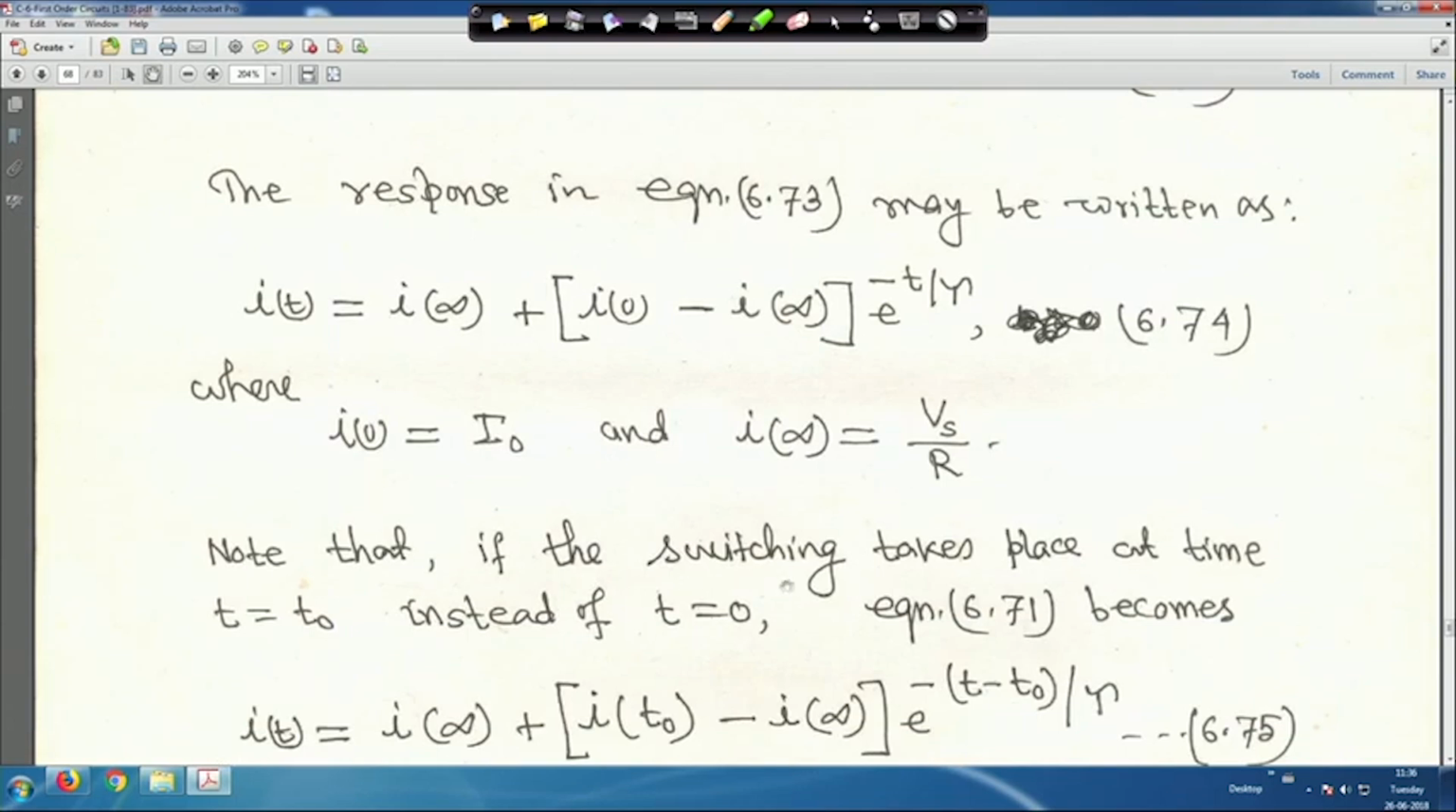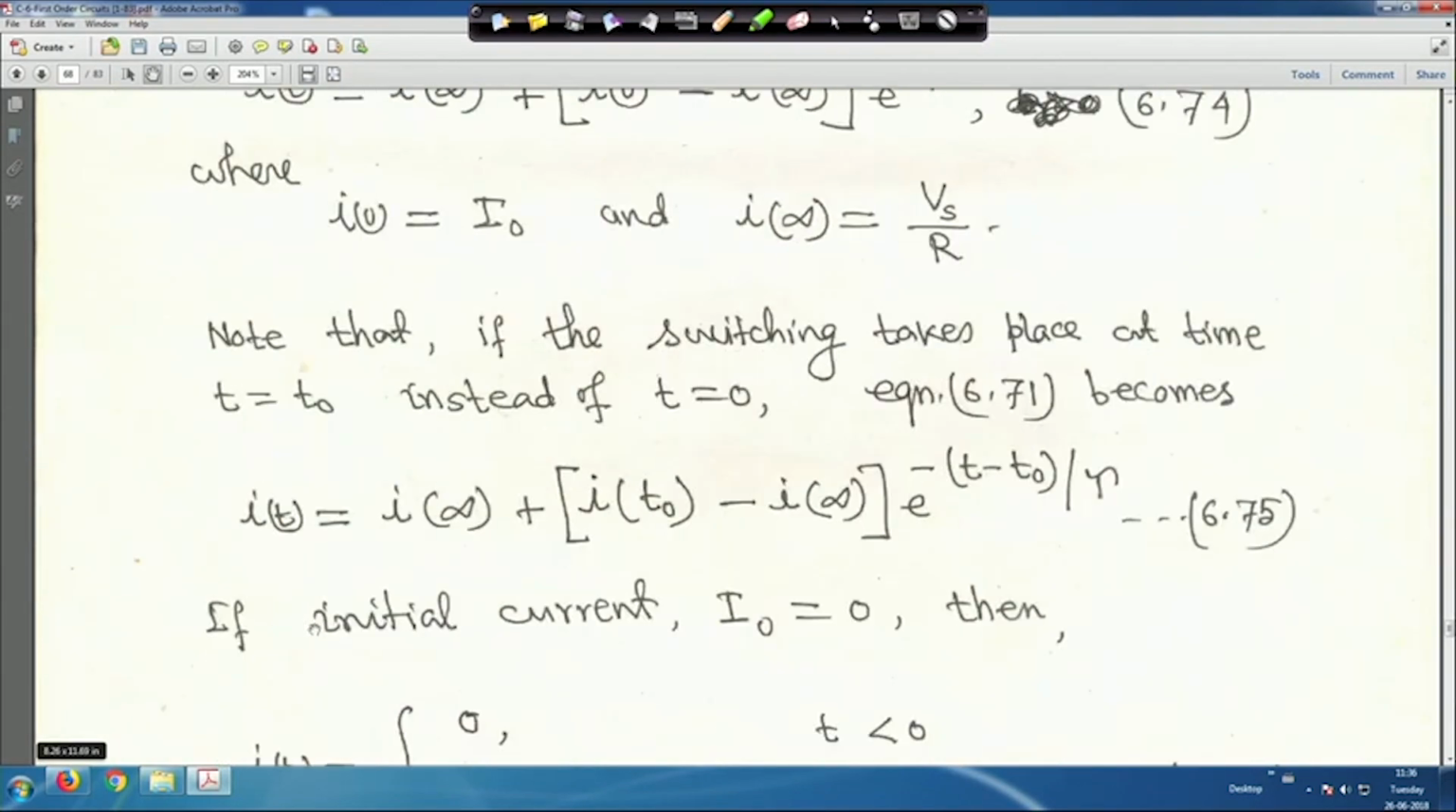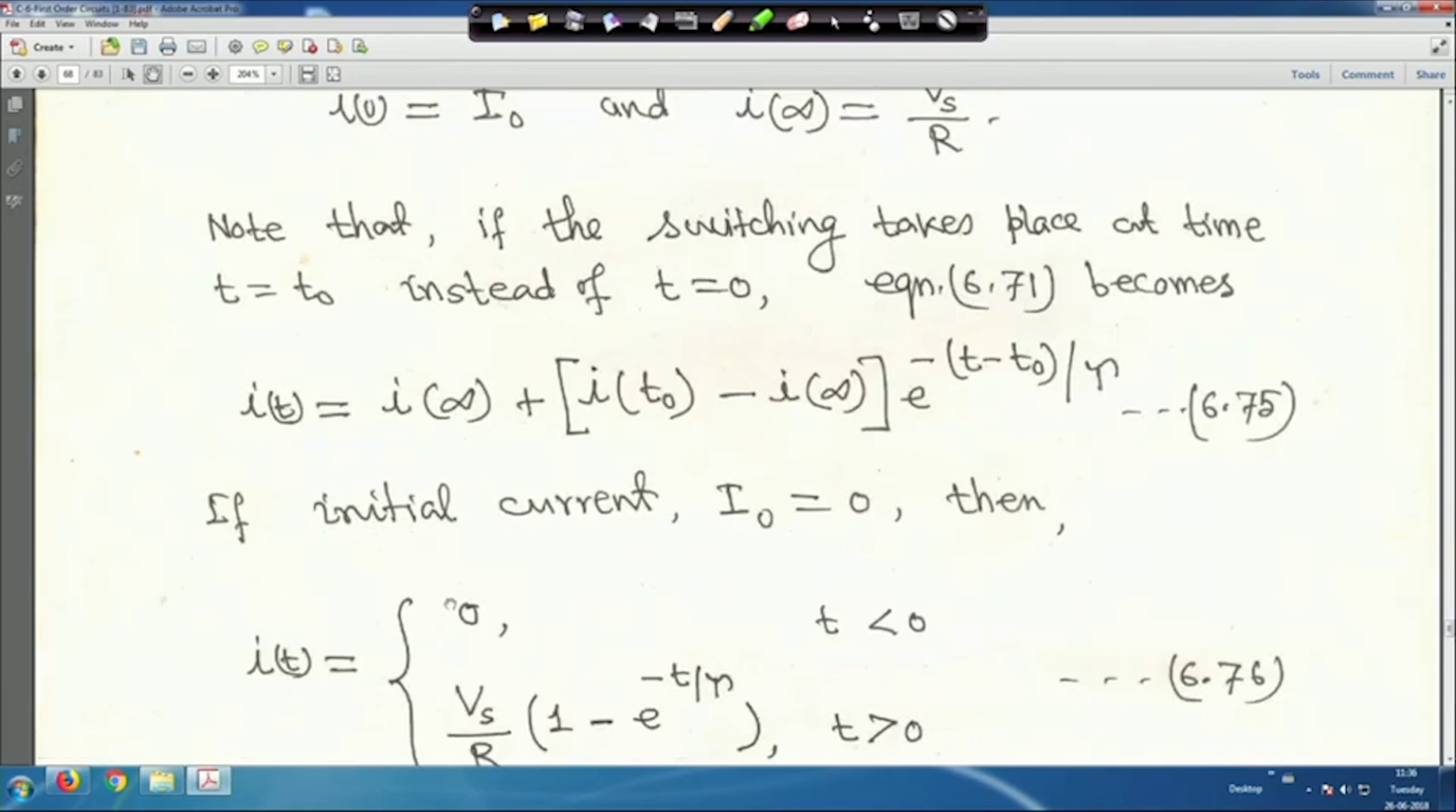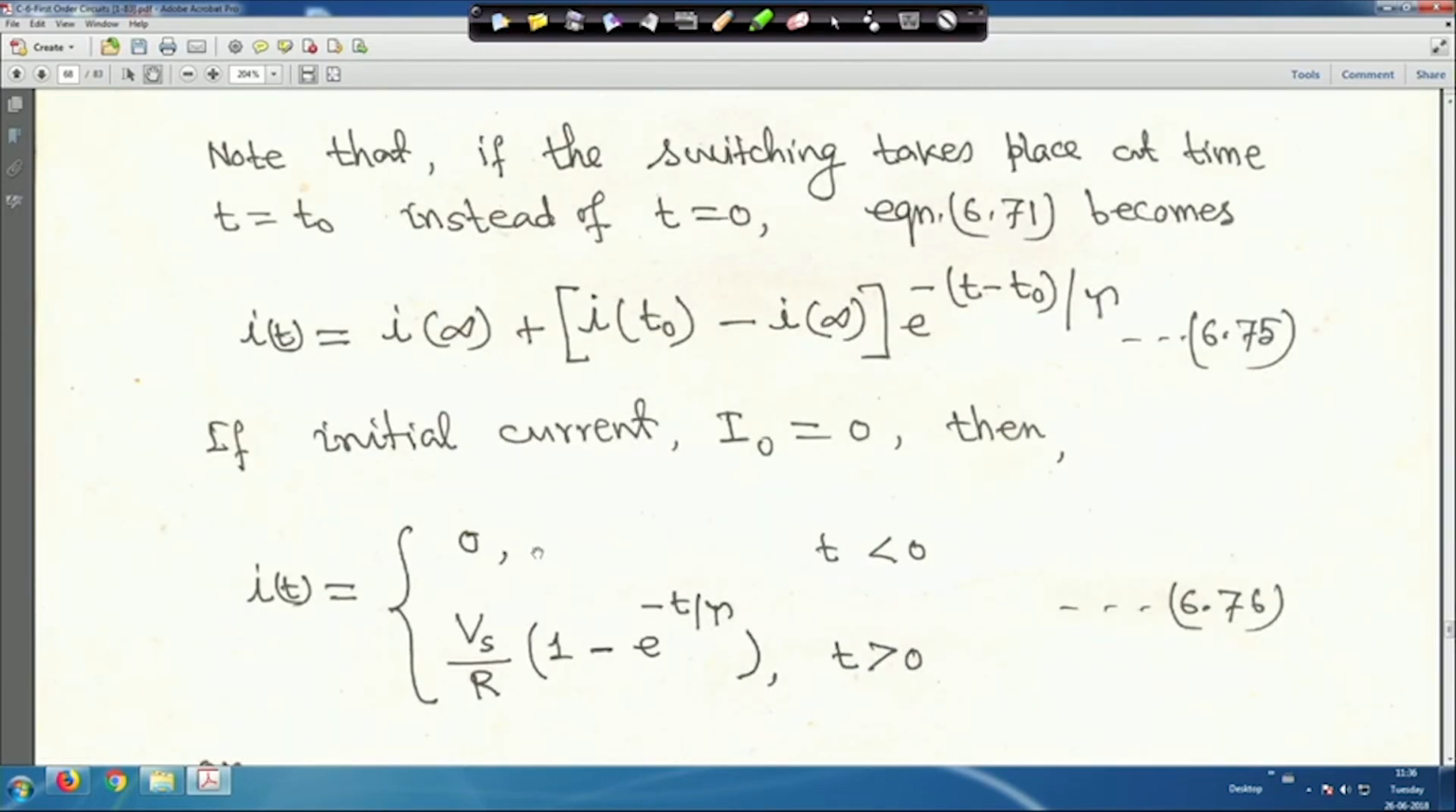So, note that if switching takes place at time t is equal to t0, then it will be I(t0), because at t is equal to t0 you have to get the initial value, that is I(t0). So, I infinity is there, and here instead of e to the power minus t by tau, it will be e to the power minus (t minus t0) by tau, right.